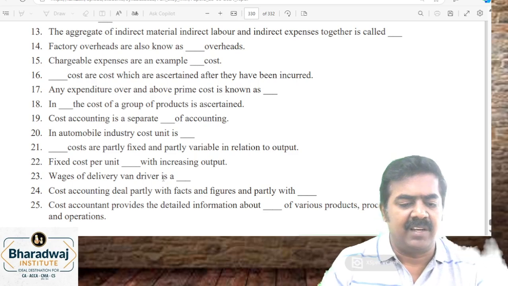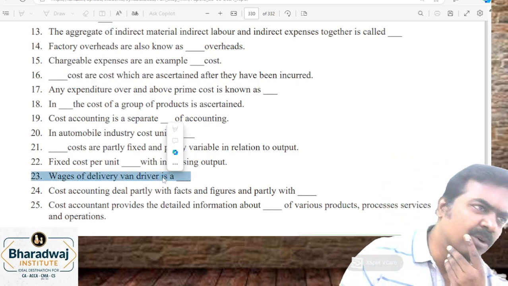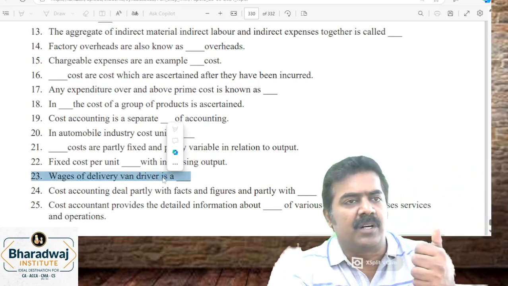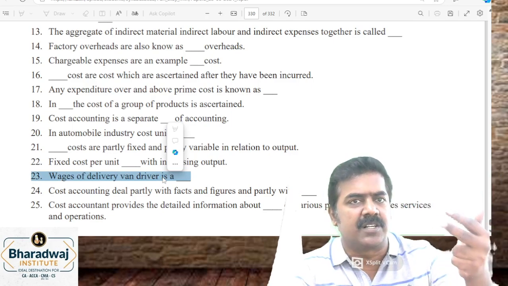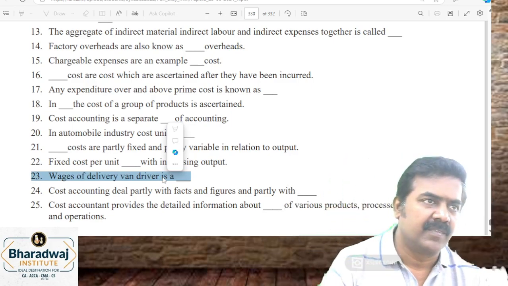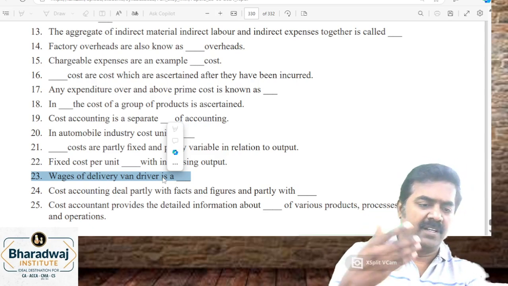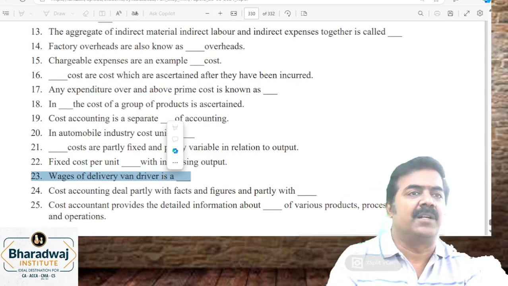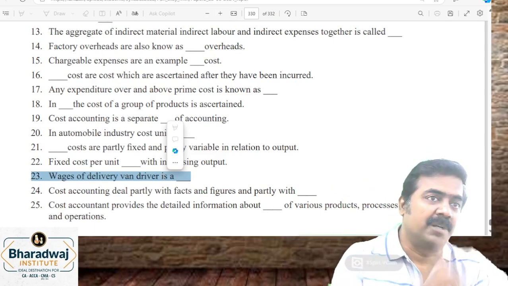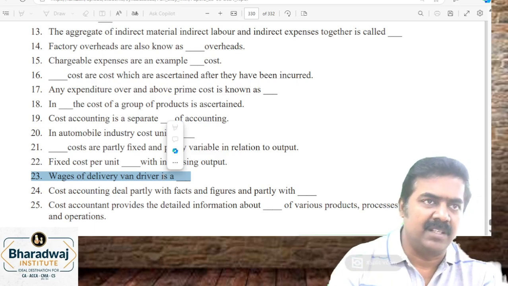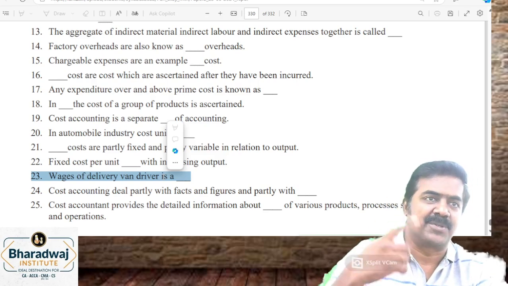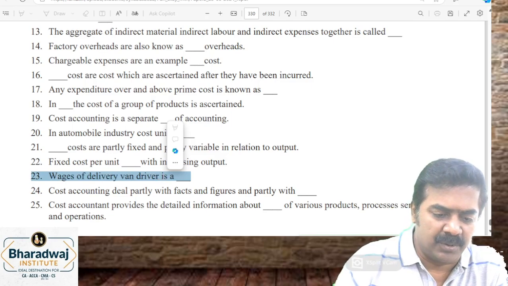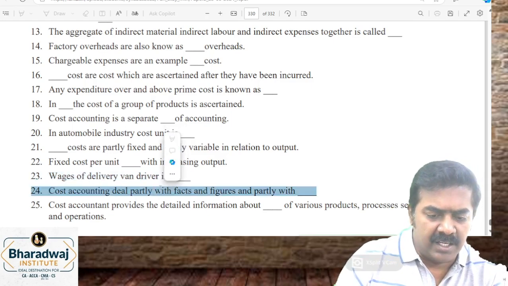Wages of a delivery van driver fall under which overheads? Factory overheads, administration overheads, selling overheads, distribution overheads. Distribution overheads, delivery van driver. Purchase of raw material is part of prime cost. We are selling the goods, sending the goods, so distribution overheads.